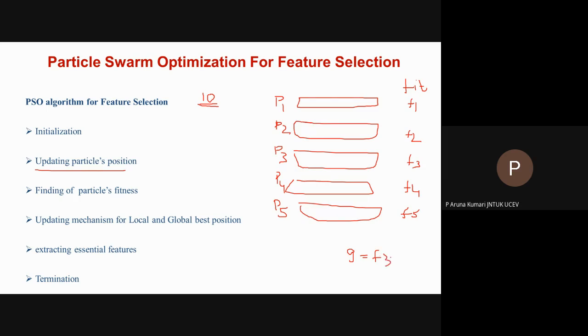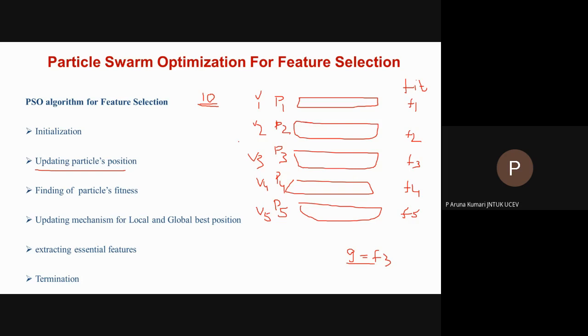For example, among these, particle 3 has the maximum, the best value. That will be called the global best position. And F1, F2, F3, F4, F5, whatever the particle positions, these are called the local solutions, the local best positions.